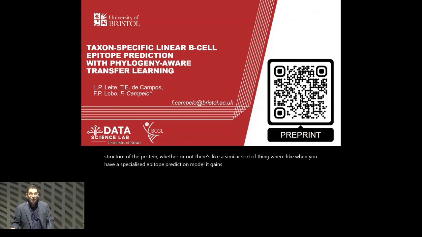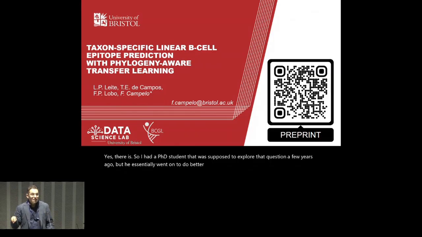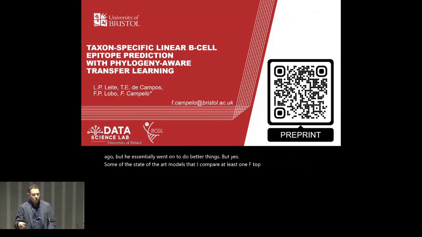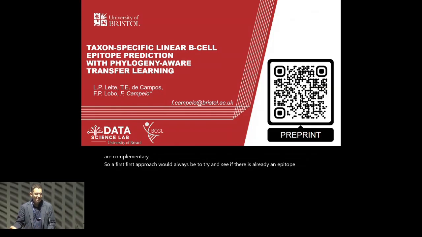Yes, there is. I had a PhD student that was supposed to explore that question a few years ago, but he essentially went on to do better things. But some of the state-of-the-art models that I compare, at least one, epitope 1D, use protein similarity as a first line of filtering. So there is value there, and those things are complementary. A first approach would always be to try and see if there is already an epitope that's validated on a highly similar sequence.